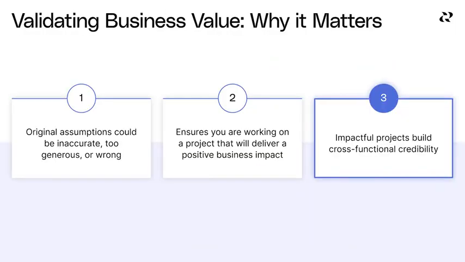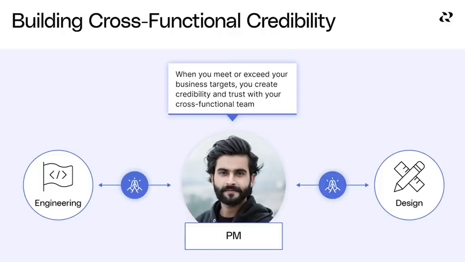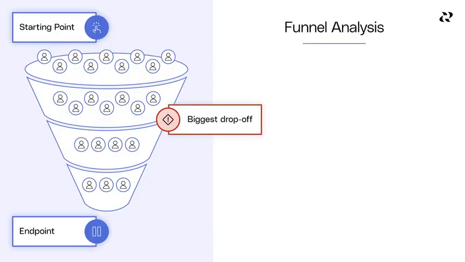Finally, when you meet your goals and create positive business value, engineers and designers are more likely to trust you and be excited to work with you in the future. Everyone wants to work on a successful team, and building cross-functional credibility is crucial for getting projects done efficiently. When you take time to refine and validate your business value hypotheses, you're more likely to meet or beat your targets. You're also building a reputation for accurate estimates, which means engineers and designers are more likely to trust your leadership.